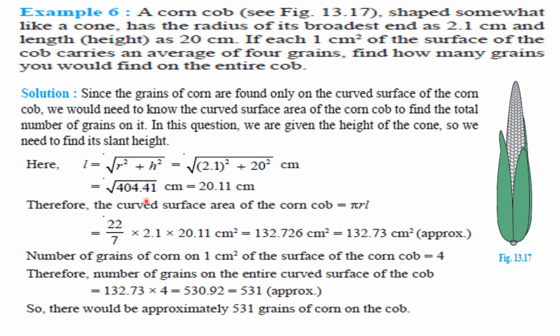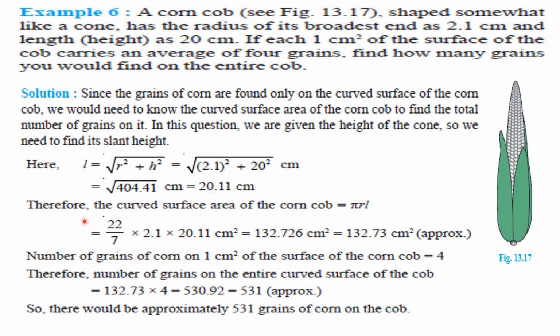Now we have to find the square root of this number. Then what is the value of square root of this? 20.11 centimeters. By the long division method, we have to find the square root of this number. Do you remember that long division method to find the square root of a number, my children? Yes, by using that method, we have to find the square root of this number. Then we get 20.11 centimeters. This is the slant height of the corn cob.